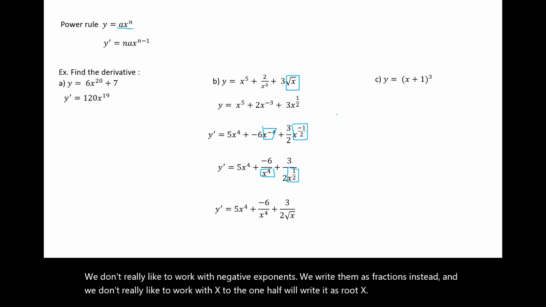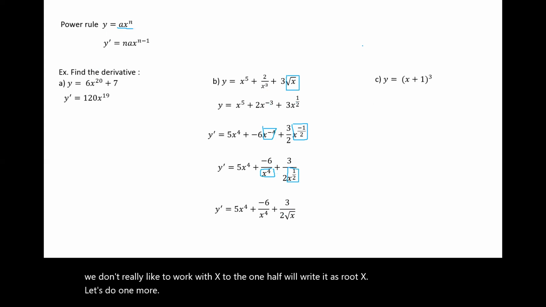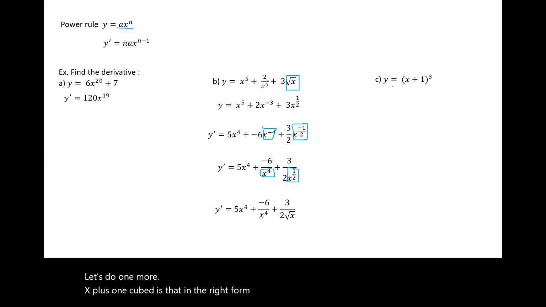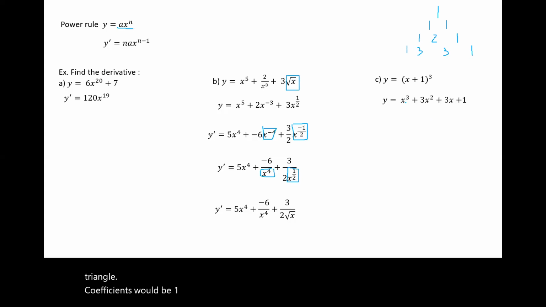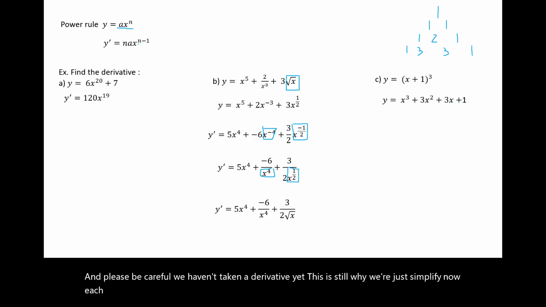Let's do one more. X plus 1 cubed, is that in the right form? Oh, no, no, no, you don't see a bracket over here. So Pascal's triangle. Coefficients would be 1, 3, 3, 1. Exponents on x, 3, 2, 1, 0. Okay, and please be careful. We haven't taken a derivative yet. This is still y, we're just simplifying. Now, each one of these is in the correct form.